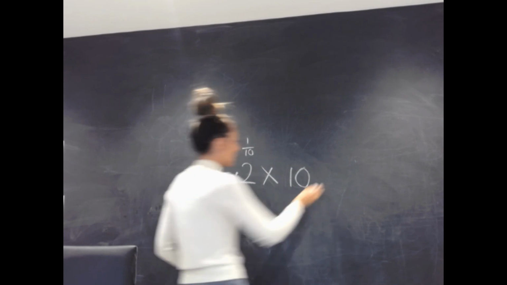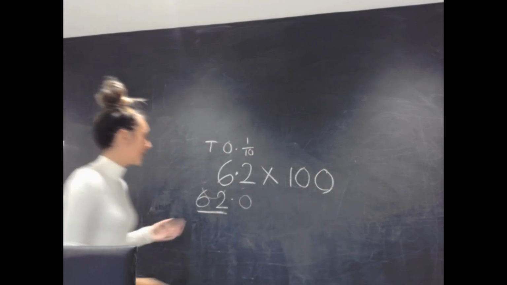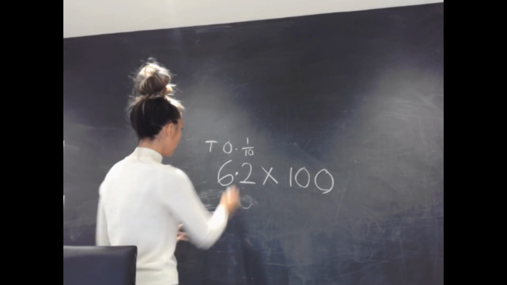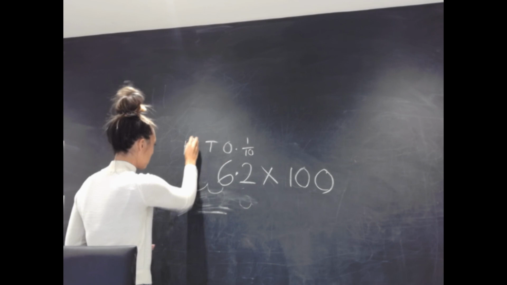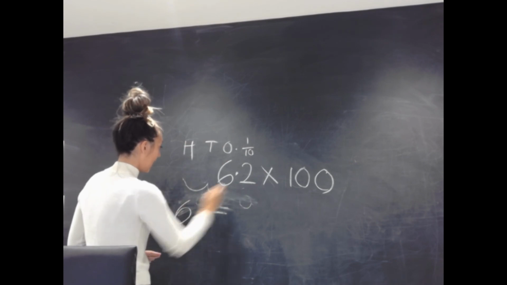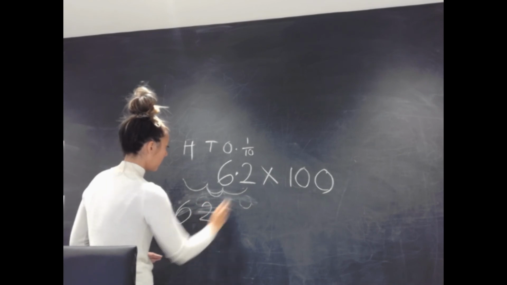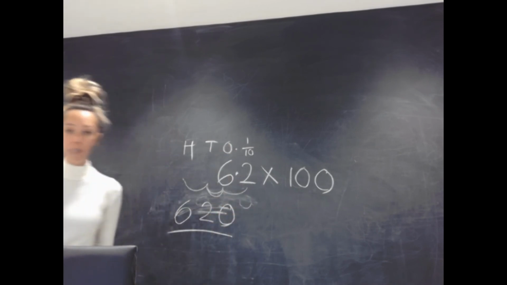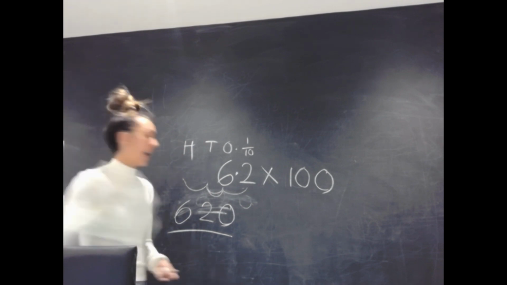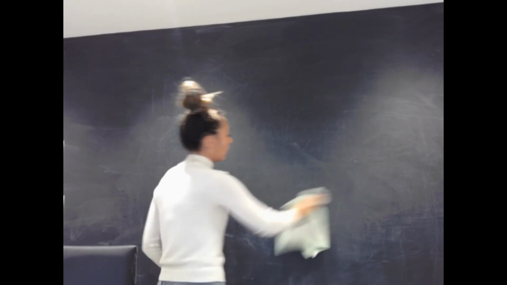If I'm timesing it by 100, I move it 2 places. So instead of it moving to the tens column, it moves 2 columns into the hundreds column. 6. 2 columns into the tens column. I've got nothing in my ones column, so I need a 0. The answer would be 620. I know I'm speaking really quickly, but these are all examples we've gone through.